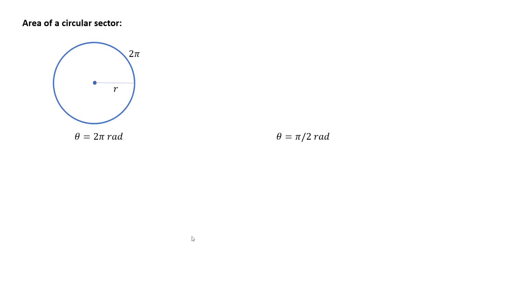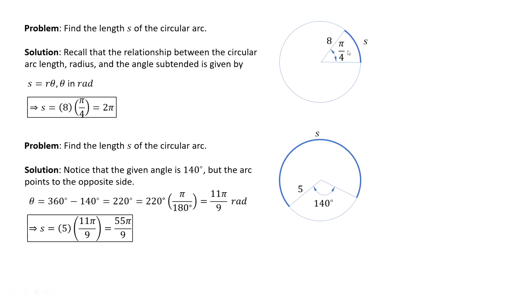Whoa, what's this? Shucks. Area of a circular sector. Sector, meaning what's a sector? This piece of pie, right? That is a sector of a circle. We want to find the area of a circular sector. How do we do that?